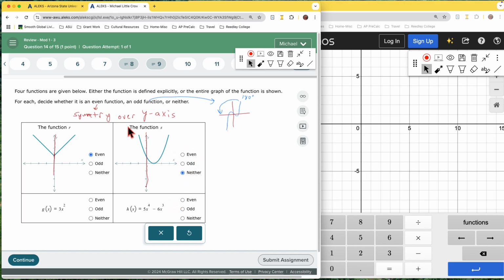Okay. Now, when they give us the function itself, we're going to do this in 2 ways, but the fast and easy way is we can look at the exponents. If all the exponents are even, then the function will be even. If all the exponents are odd, then the function will be odd. And if the exponents are a mix of even and odd, as they are in this case, right? Here's 4, which is even. Here's 3, which is odd.